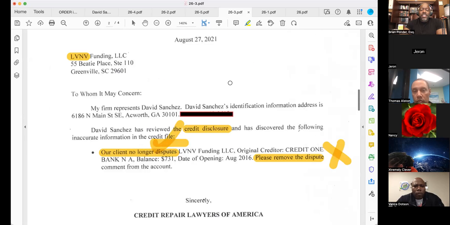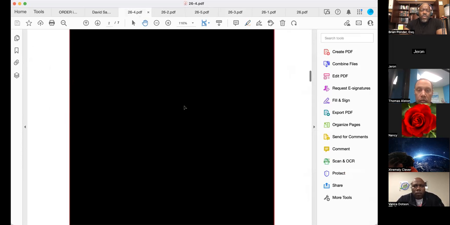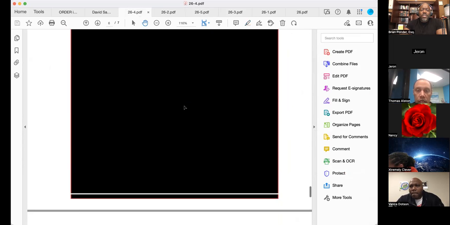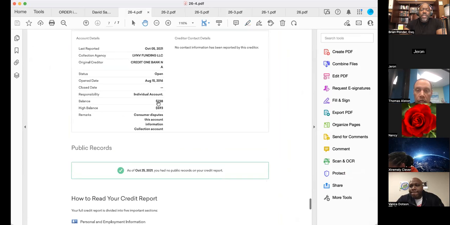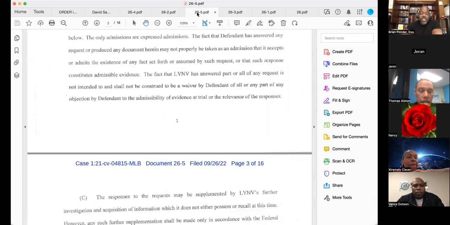Let's see what the debt exhibit is. Exhibit 4. Okay, it's still showing up there, saying disputed. All right, this is October 5th. This is after they got the letter. And then what's this? Number 5.